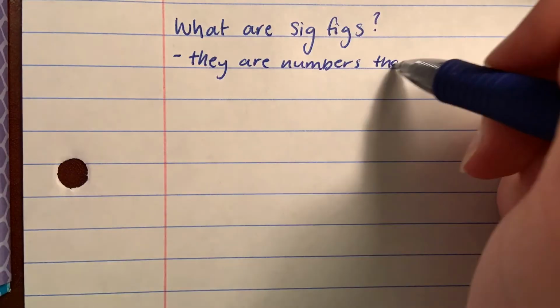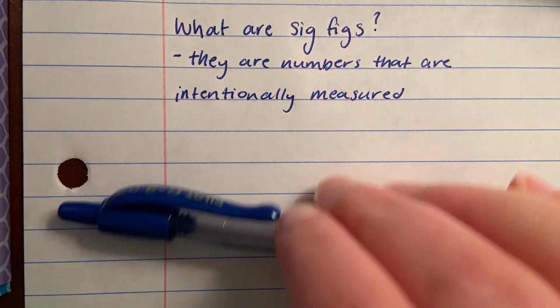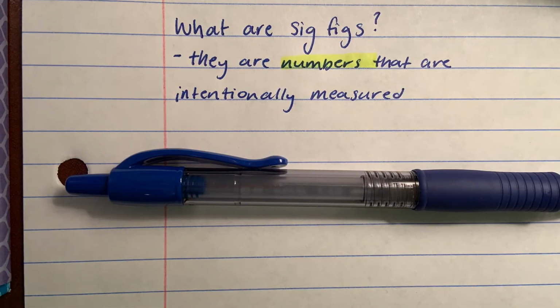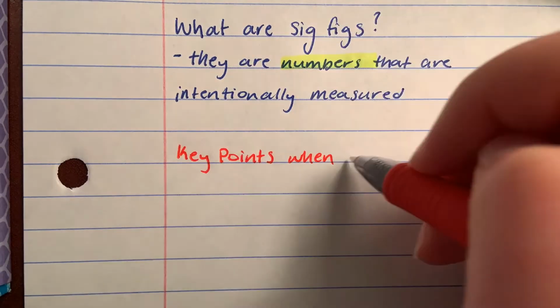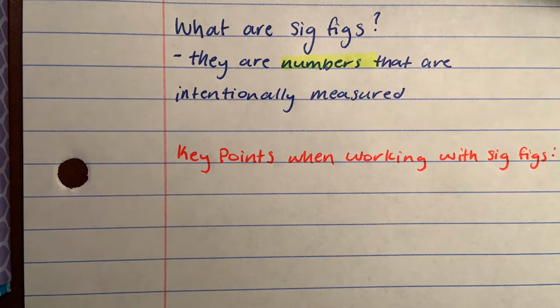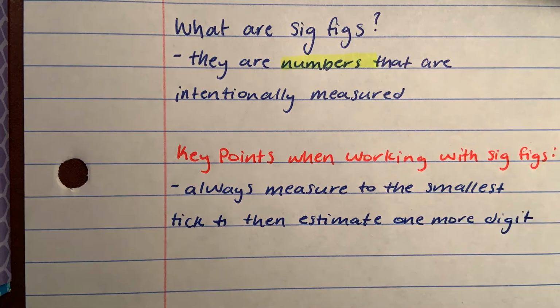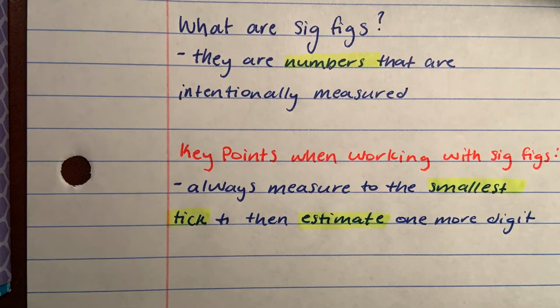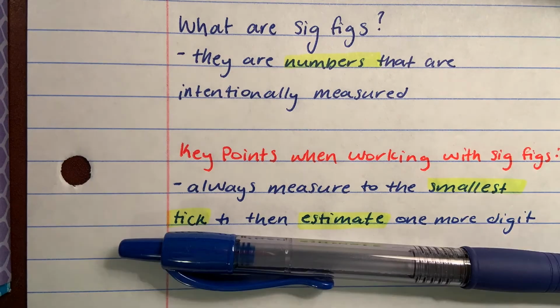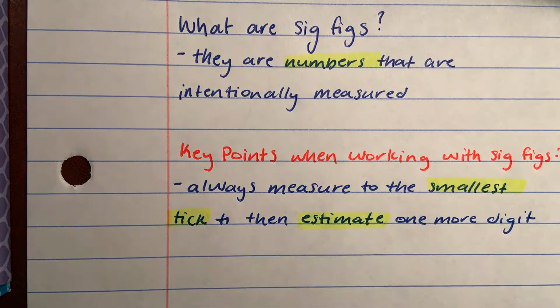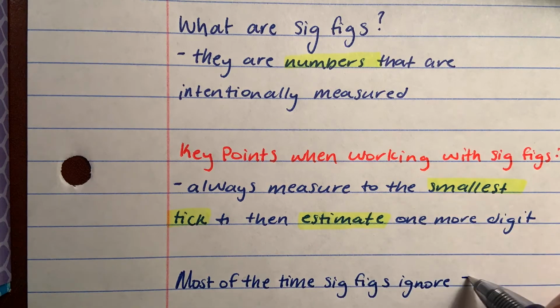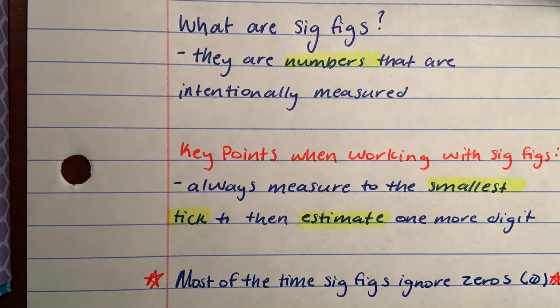They're usually numbers that are intentionally measured, so we're always going to be talking about numbers because chemistry is a lot of numbers. And some key points when working with them are always to measure to the smallest tick and then estimate one more digit. I'll just make it easier. That's how significant figures actually work. And most of the time, sig figs do ignore zeros, and we'll talk about those a little bit later.